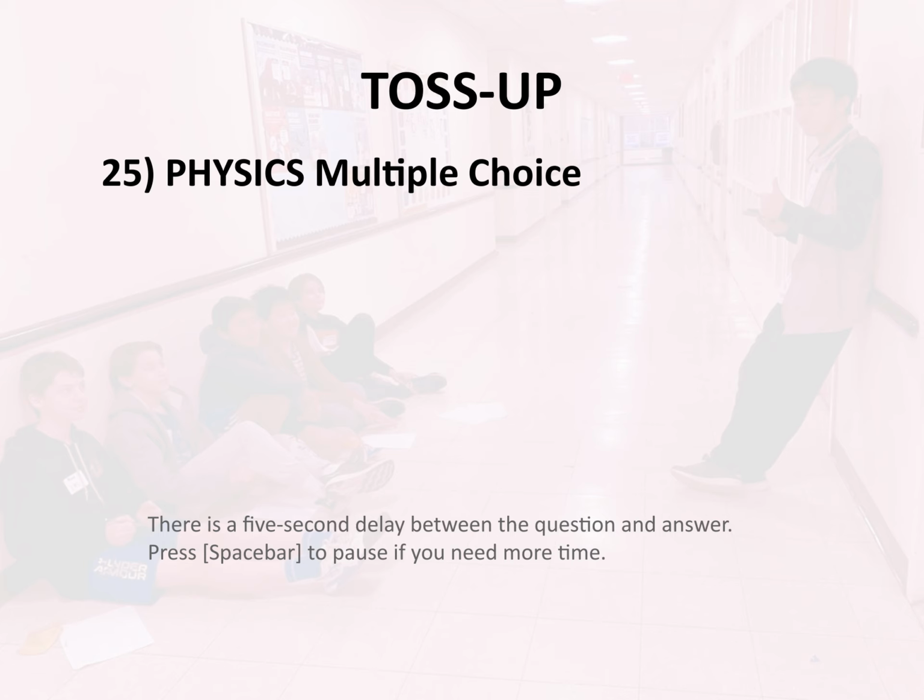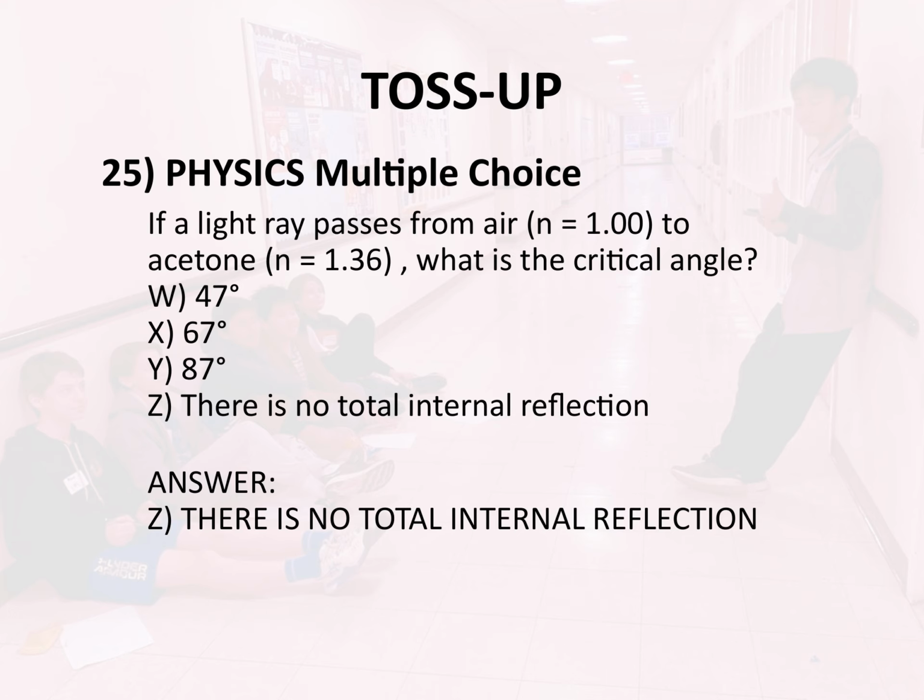Toss-up 25. Physics. Multiple choice. If a light ray passes from air, n equals 1.00, to acetone, n equals 1.36, what is the critical angle? W, 47 degrees. X, 67 degrees. Y, 87 degrees. Z. There is no total internal reflection. Answer: Z. There is no total internal reflection.